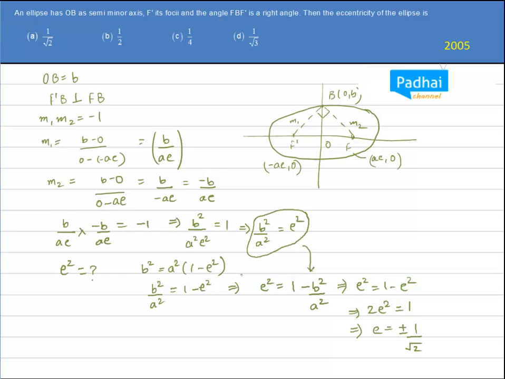And we know that since the eccentricity of the ellipse is positive, only the positive value will be taken into account, which is E equal to 1 by root 2, which is given in option A. Hence option A was the correct answer in the paper.